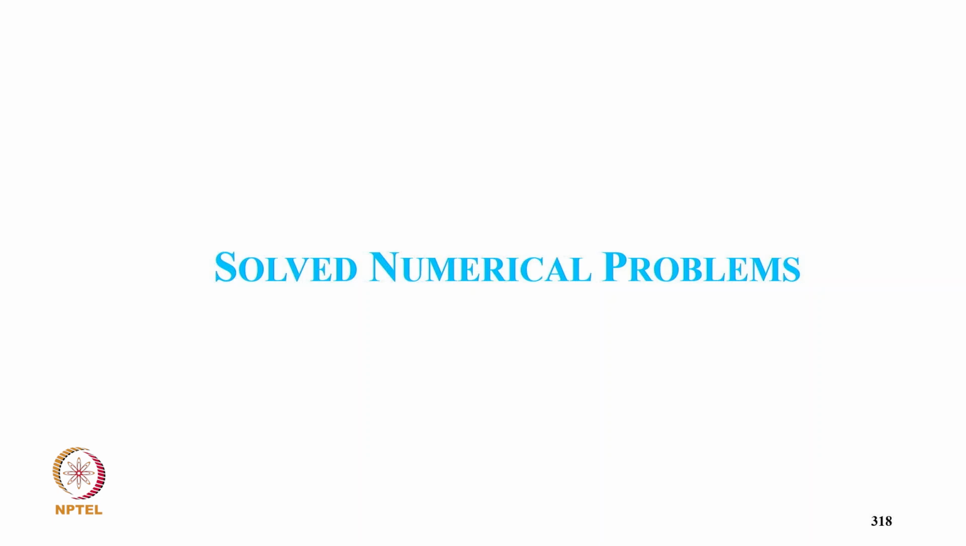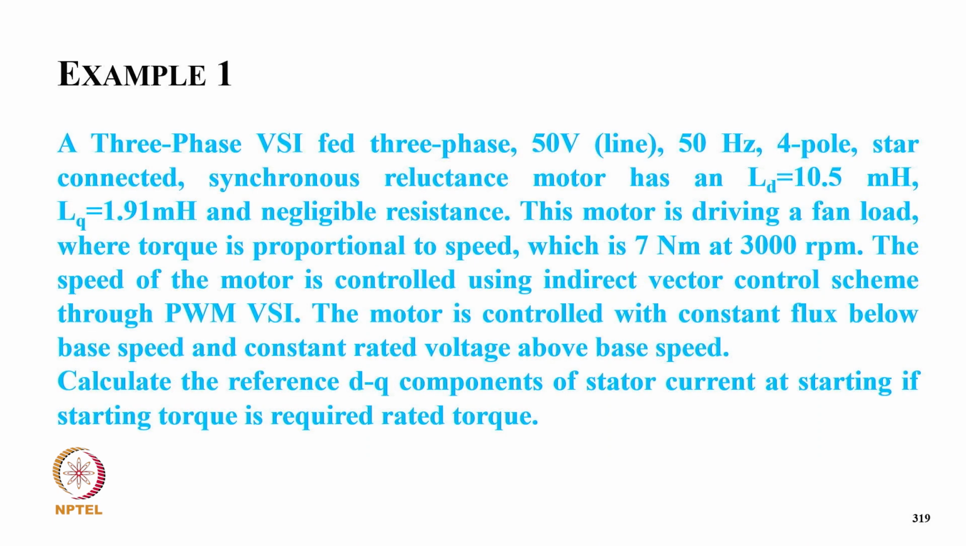Now coming to the solved numerical problems. So coming to example 1, a 3-phase voltage source inverter fed 3-phase 50 volt line, 50 hertz four pole star connected synchronous reluctance motor has an LD equal to 10.5 millihenry, LQ equal to 1.91, and negligible resistance. This motor is driving a fan load.